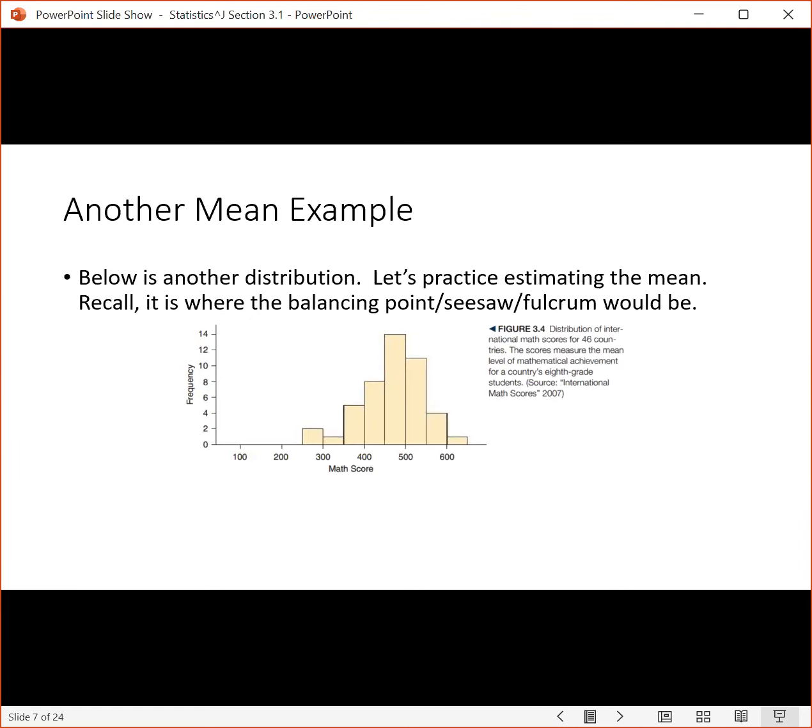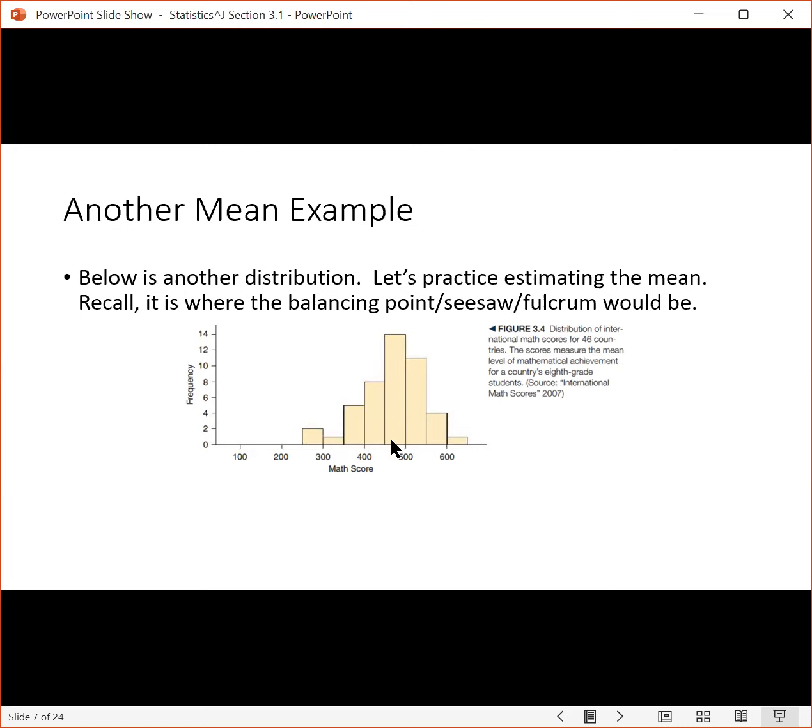All right, so let's look at another distribution here, and we want to go through and practice estimating the mean. The idea is you want to look at this and try to figure out, well, what's the balancing point? What's pulling what which way? If you think about this, it's pretty symmetric here. These middle, I would say, 7 bars are pretty symmetric, and that would imply that the mean is going to be roughly in this middle bar here.